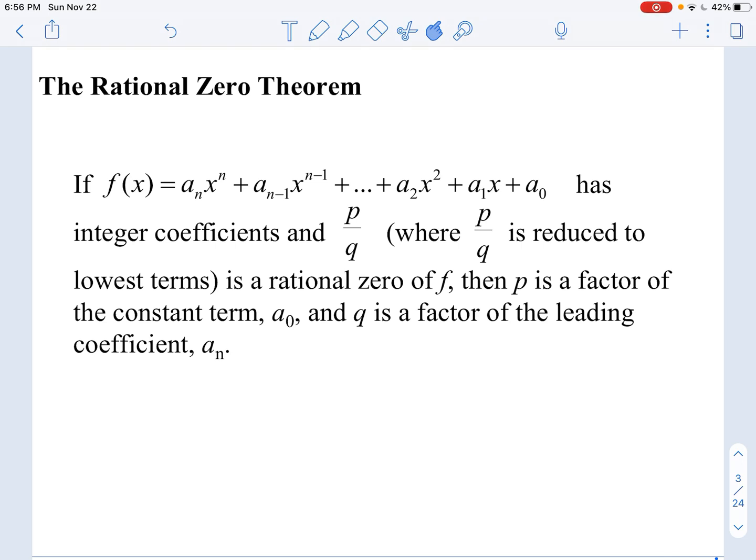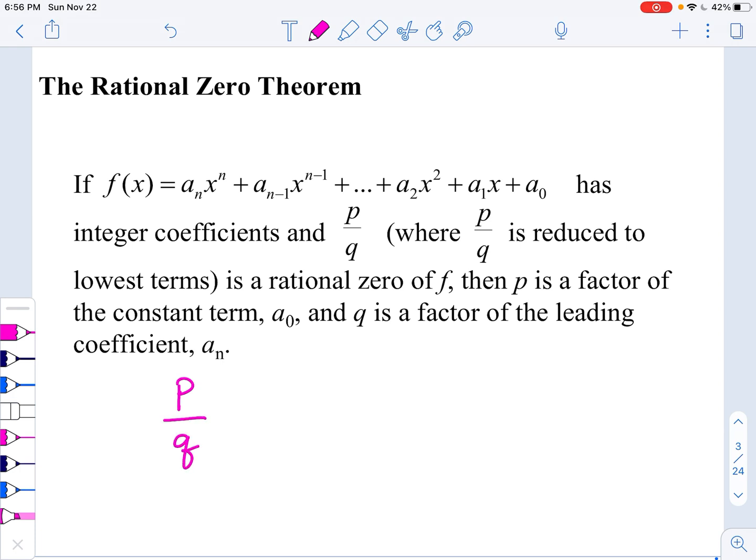The rational zero theorem: if we have a polynomial function with integer coefficients, and p over q, or p divided by q, where p over q is reduced to simplest terms, meaning the simplest fraction you can make, is a rational zero of f, then p is a factor of the constant term, a sub 0, and q is a factor of the leading coefficient, a sub n. What does that mean? Well, we are going to look at the fraction p over q.